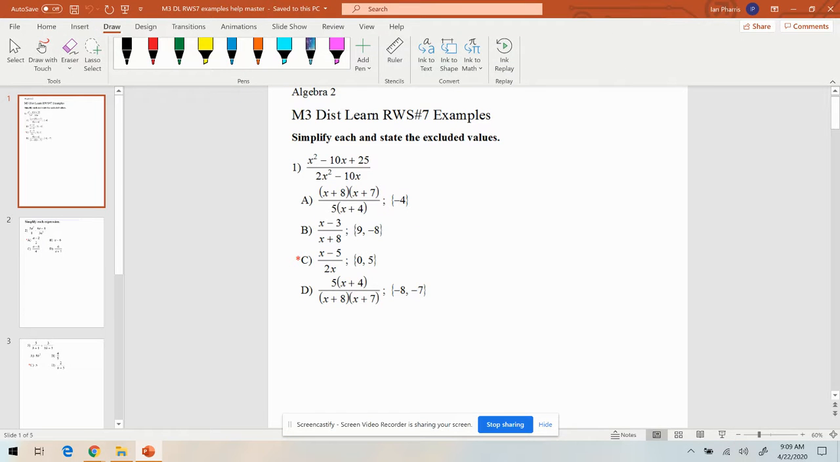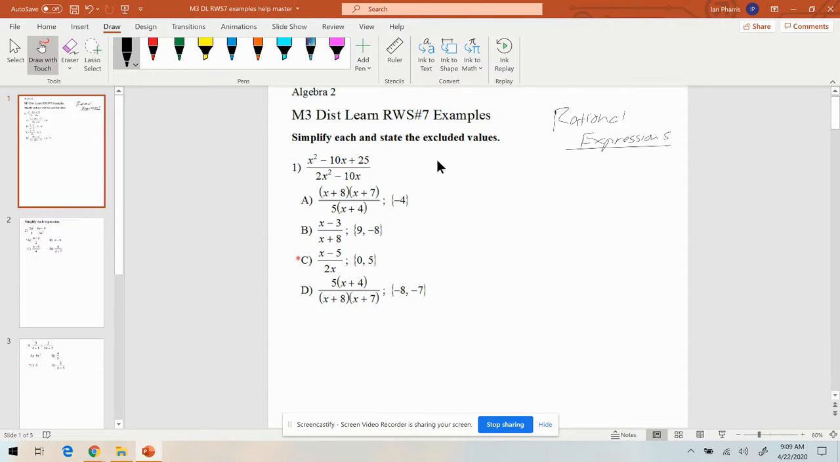Okay, here is review worksheet number 7. We are stretching our rational function muscle. That's right, we are figuring out how to simplify rational expressions. You're going to see this a lot in your next math classes.